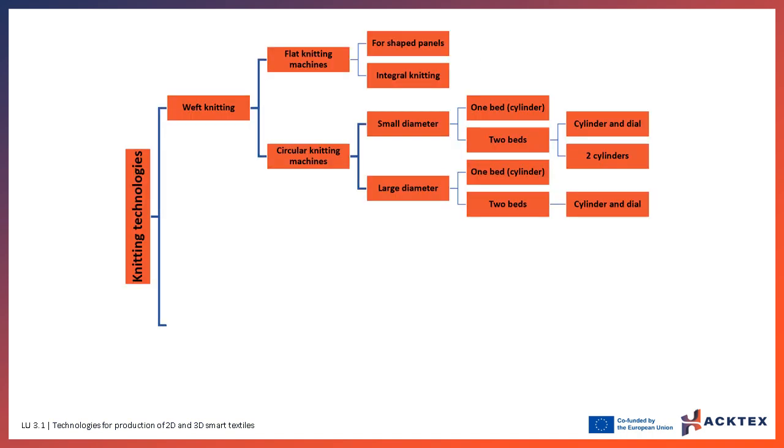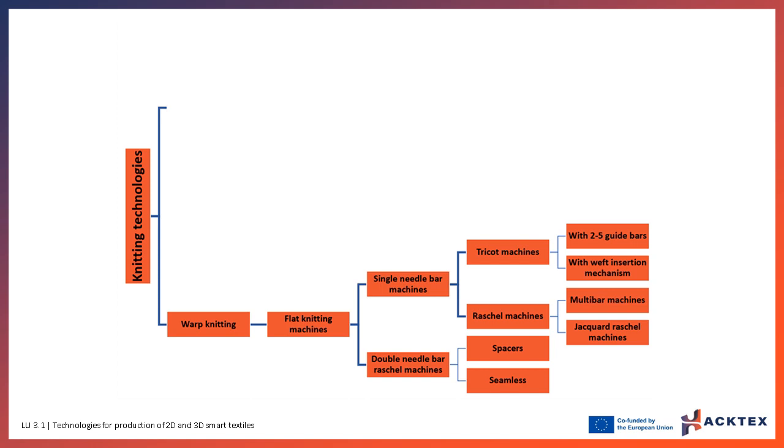Knitting can be carried out on weft and warp knitting machines. Weft knitting uses flat and circular knitting machines, according to the shape of the needle beds. The most common flat knitting machines are V-bed machines. Circular knitting machines can have one bed, cylinder, or two beds, in most cases cylinder and dial. Warp knitting machines can have one or two beds.